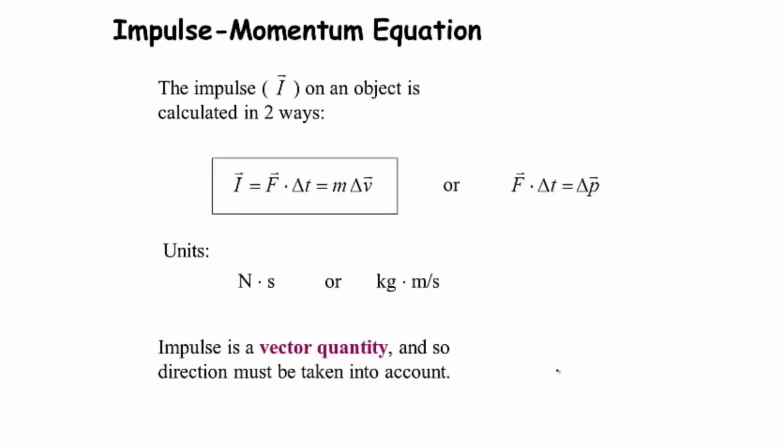The impulse-momentum equation. The impulse, which is defined as an object's change in momentum, can be calculated in two ways. We can calculate it using FΔt or mΔv. Units are newton seconds or kilogram meters per second. Impulse again is a vector quantity, so always remember to take direction into account. Not especially in one dimension, but not too many places where you can mess up multiplying masses and velocities together. But sometimes the place where we do forget is to keep track of positives and negatives in opposite directions.